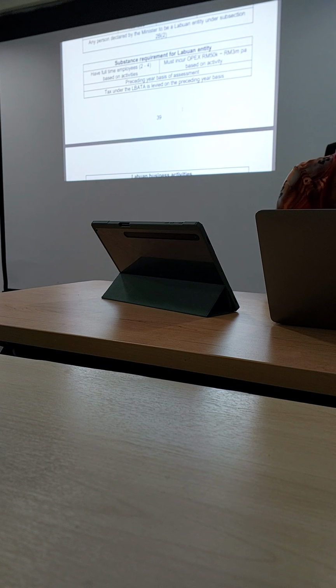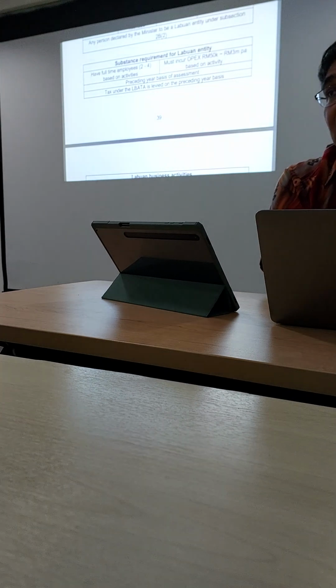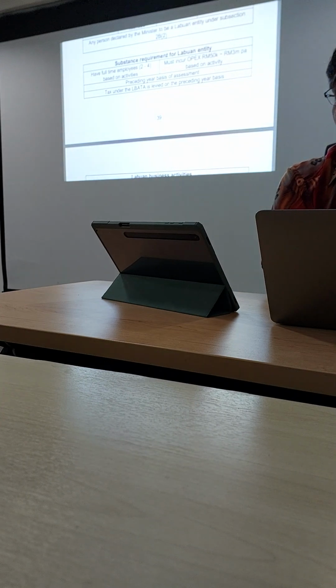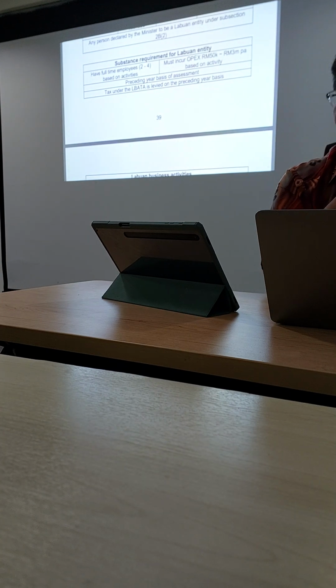So this is 3%. This is the condition to meet for 3%, 1 and 2. If they don't meet, they are still a Labuan entity, but they get 24%. There are two rates: 3% if they meet, 24% if they don't meet.